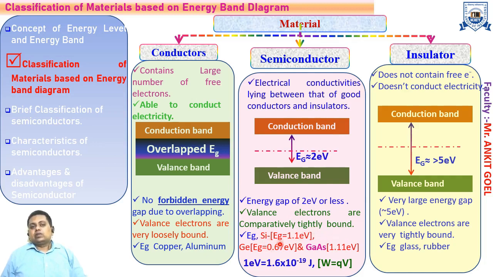For the silicon atom, we have already seen that the energy gap is 1.1 electron volt. For germanium it is 0.67 electron volt, and for gallium arsenide it is 1.1 electron volt, where 1 electron volt is defined as 1.6 times 10 to the power minus 19 joule, which comes from the formula work equals Q into V, right? So this is the complete discussion on the materials.